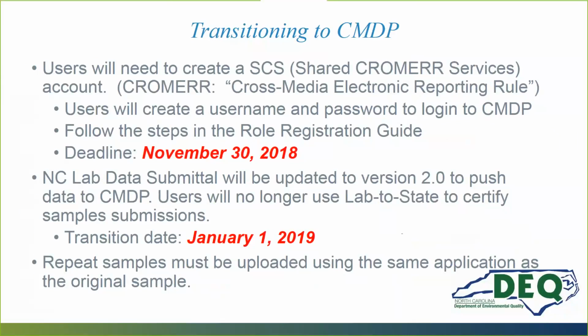So in order to transition to using CMDP, you need to be set up with this SCS account. And that stands for Shared Chrome Services. And Chrome is EPA's abbreviation for Cross-Media Electronic Reporting Rule. And this SCS account is basically equivalent to your NCID account, except that SCS is managed by EPA, whereas NCID is managed by the North Carolina state government.